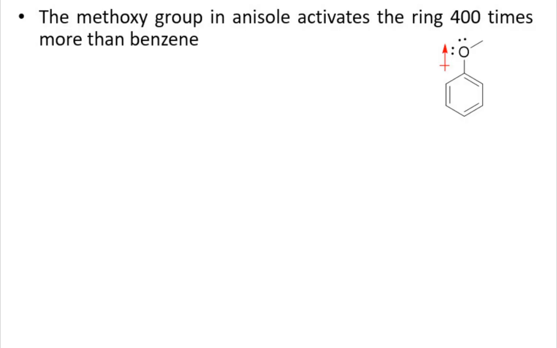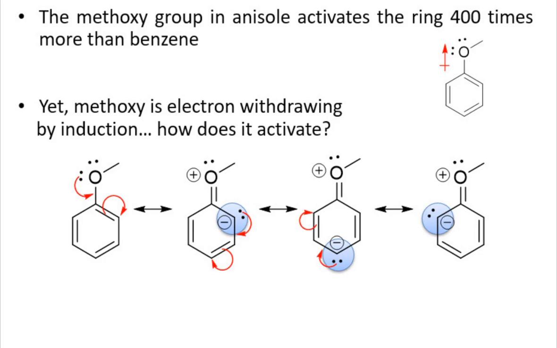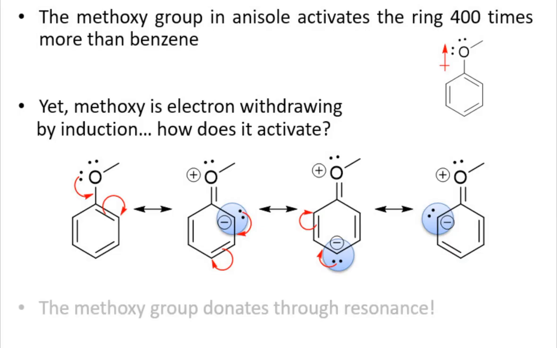But you may be asking yourself, how does this work when we look at a methoxy group in terms of electronegativity and the resulting induction? We would draw a bond dipole arrow like this one on the screen. Although the oxygen in our methoxy group is electron withdrawing by induction, it is electron donating through resonance.